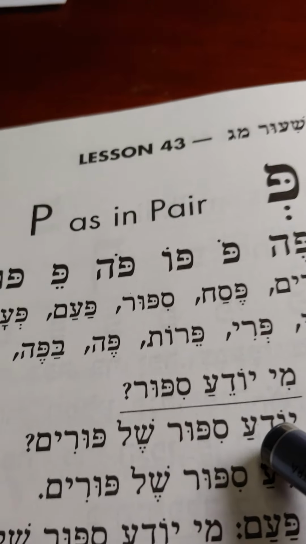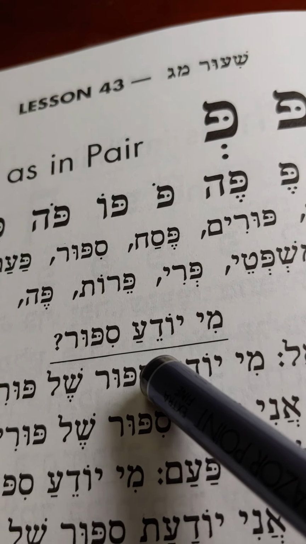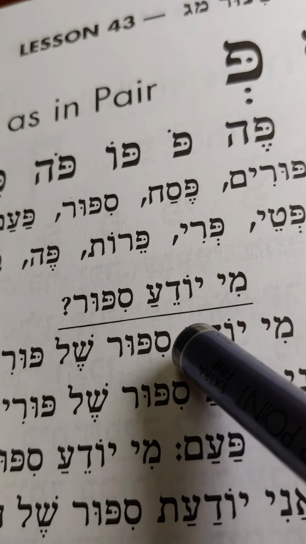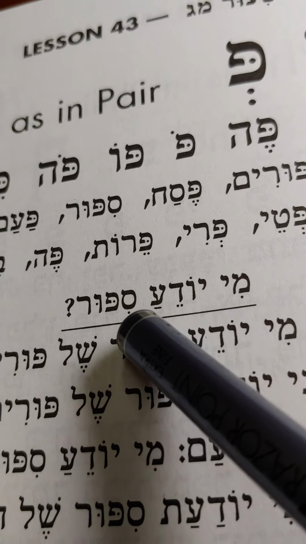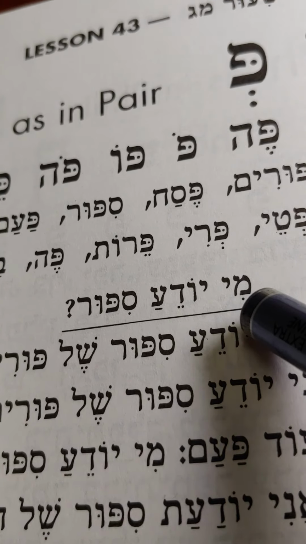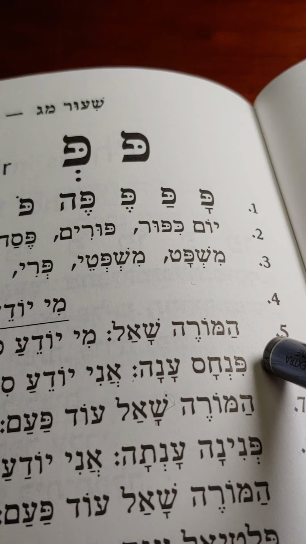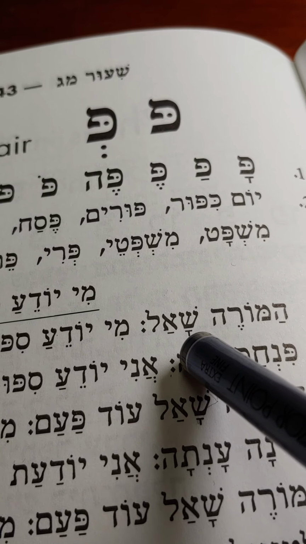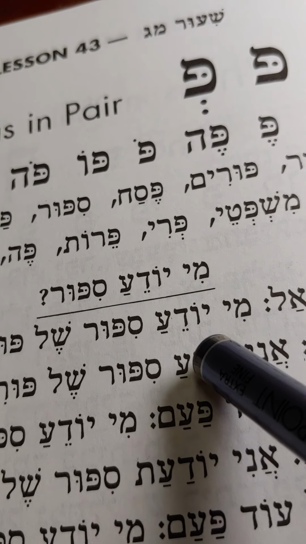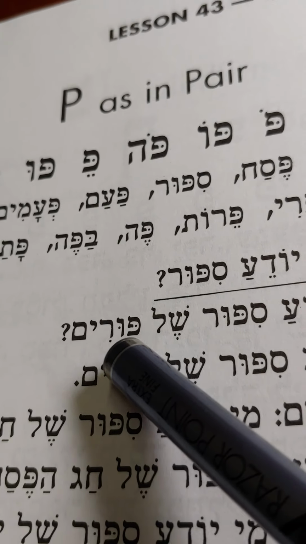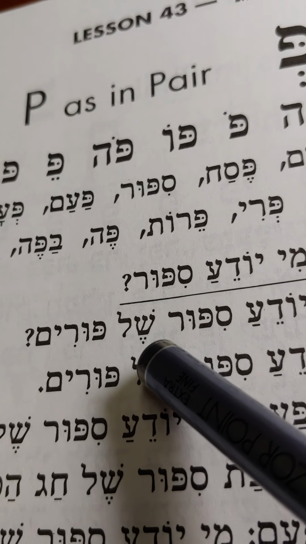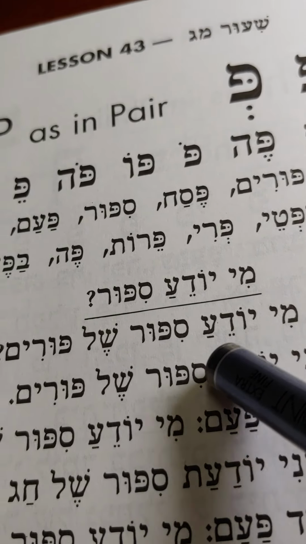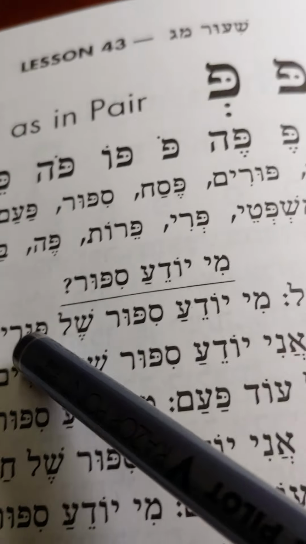All right. We have a story. Mi yodea sipur. Who knows a story? Mi is who. Yodea knows. Sipur, a story. Who knows a story? Okay. Shura Chamesh, 5. Hamore sha'al, the teacher asked. Mi yodea, who knows? Mi yodea sipur shel Purim. Who knows a story of Purim? Shel is of.